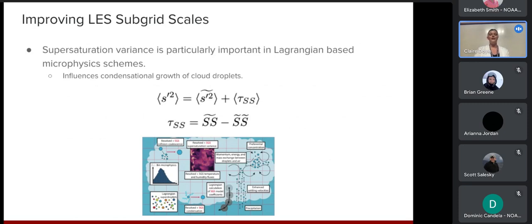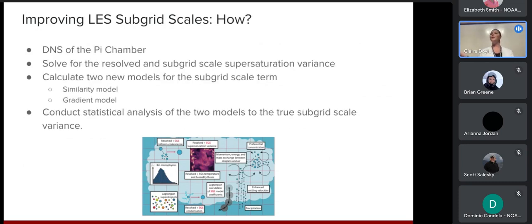This study in particular is going to focus on the supersaturation variance, and that is important in the Lagrangian-based microphysics schemes. This can influence the condensational growth of cloud droplets, and so that is why it is so important. You can see here that supersaturation variance is on the left-hand side of the first equation, and that is composed of two terms, your S prime squared term and your tau SS term. Your S prime squared term is the resolved part of the supersaturation variance. And so that is what you're actually resolving in LES, while the tau sub SS is a term that we're going to have to model. And so we want to investigate how we can better model the tau sub SS term in the subgrid scales for LES.